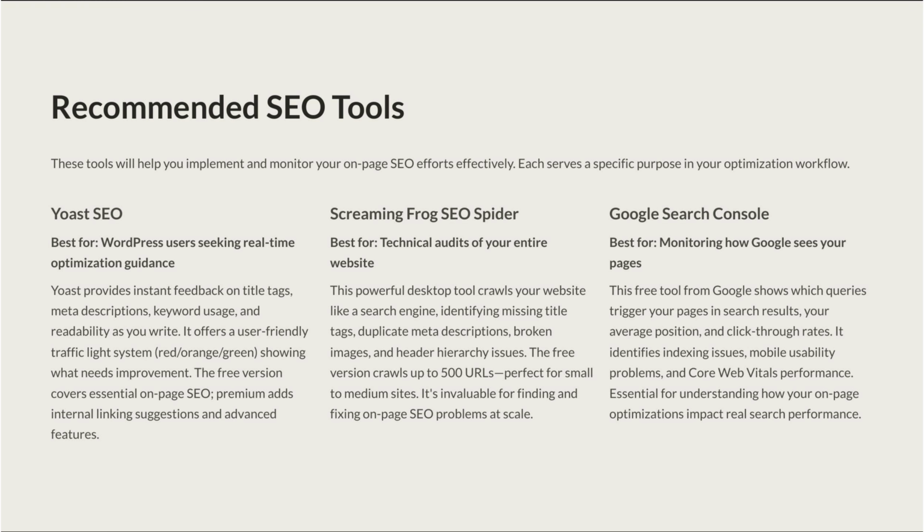Yoast SEO is ideal for WordPress users, offering real-time feedback on title tags, meta descriptions, and keyword usage with a traffic light system. Screaming Frog SEO Spider excels in technical audits, identifying issues like missing title tags and broken images. Google Search Console monitors search performance, revealing queries, indexing issues, and mobile usability problems.